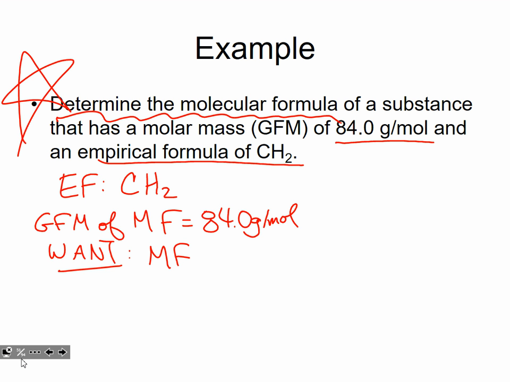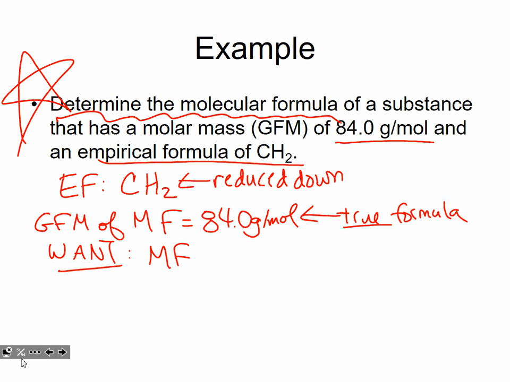So in order to do that, we want to figure out the common multiple. This, right, this is our reduced down version. We know that we're going to be maintaining this 1 to 2 carbon to hydrogen ratio. This is from the true formula, the 84 grams per mole. So the key is we need the gram formula mass of the reduced down version, because that will then help us figure out the common multiple.